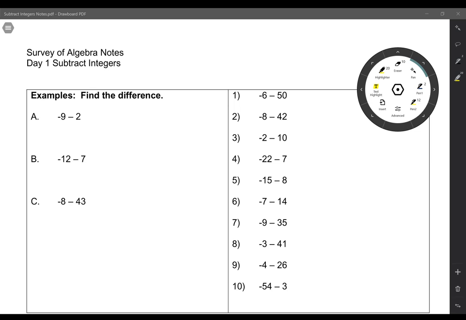So I like to work on integers over the course of several days, and I find with subtraction especially, it's best to do a little bit at a time.